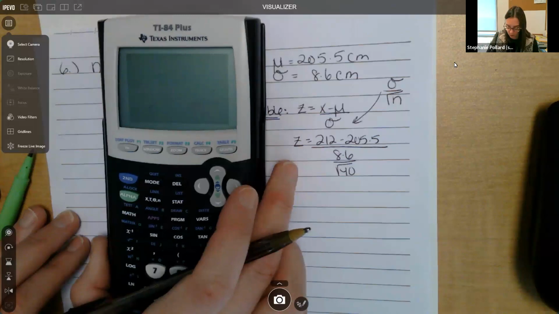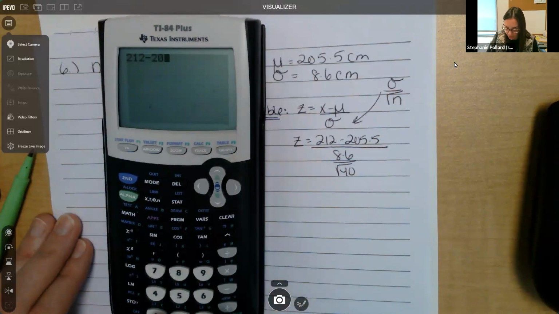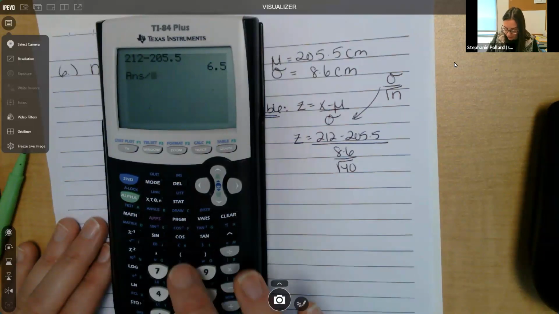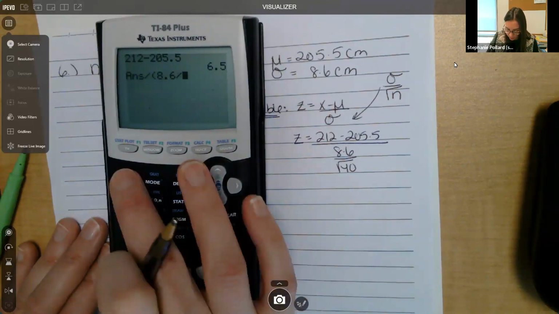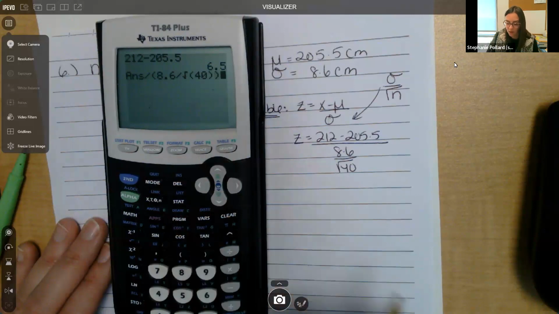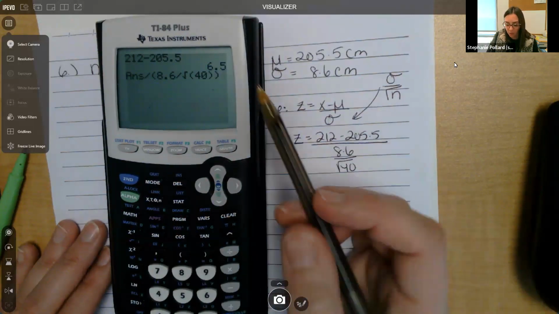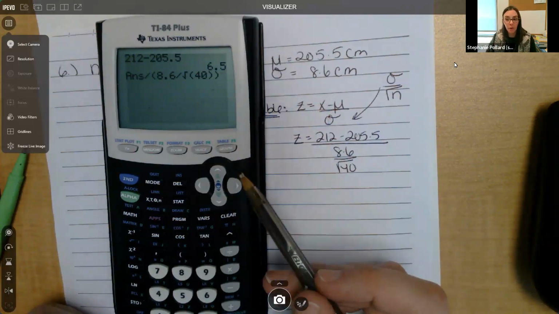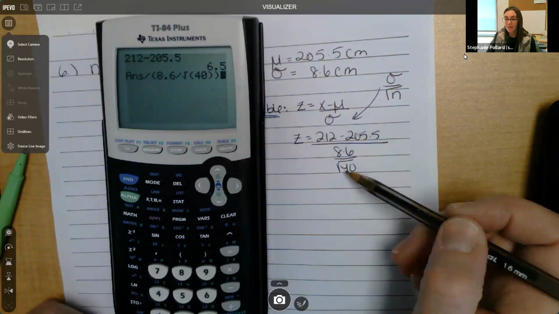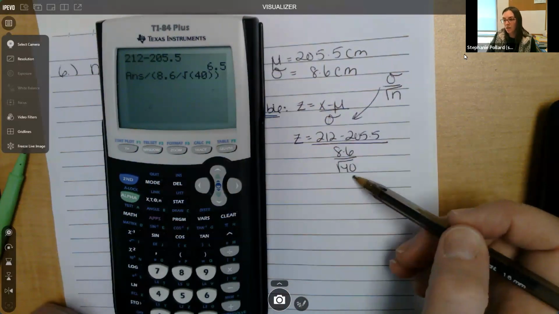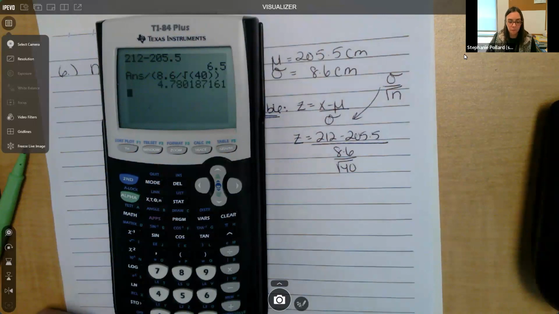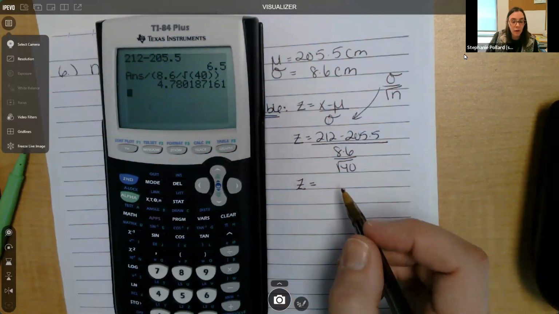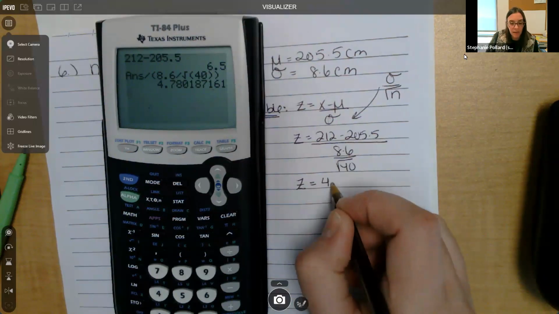And then the rest of it is just using our calculator. So I'm going to start by doing 212 minus 205.5. I hit enter. And then I'm going to go ahead and divide that by 8.6 divided by the square root of 40. Now you do want this entire thing in the denominator, so I am using parentheses on my calculator to make sure I keep that together. If your calculator does not have parentheses, you could do the numerator and denominator separately and then type in the division another time. So that works as well. And here I get a z-score of about 4.78.